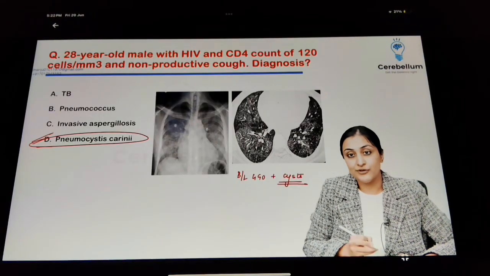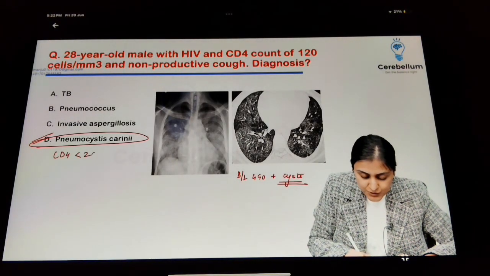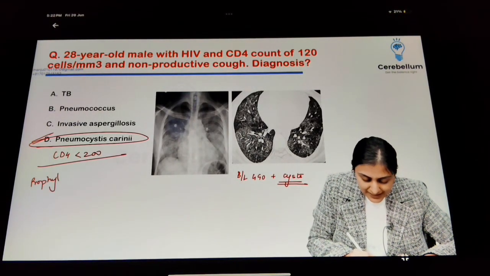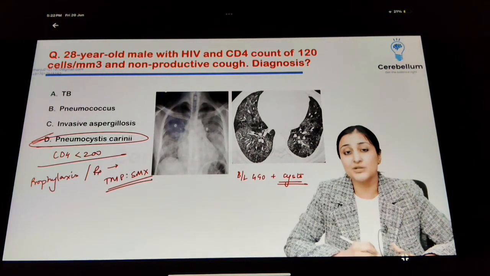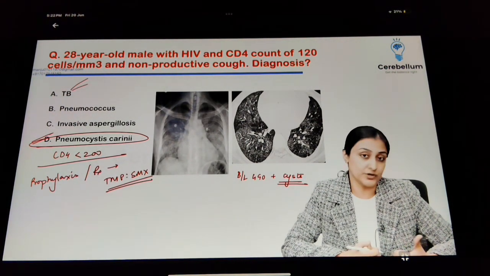PCP pneumonia tends to affect HIV patients, CD4 less than 200. So that's why we have to give prophylaxis as well as treatment. Both of these are done with cotrimoxazole. So this is very, very important. Let's rule out: can this be TB? No, neither is this tree-in-bud nor is this miliary pattern.